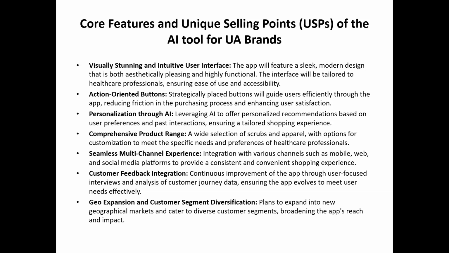Then personalization through AI, leveraging AI to offer personalized recommendations. Again, the recommendations and bundling by using AI. Then a comprehensive product range, a wide selection of scrubs and apparel with options for customization. Customization in the sense that we have embroidery. The users can provide us more inputs on how we can customize through AI. So we can bundle it through AI, and go for customization based on customer reviews. Then a seamless multi-channel experience, integration with various channels such as mobile, web, social media.